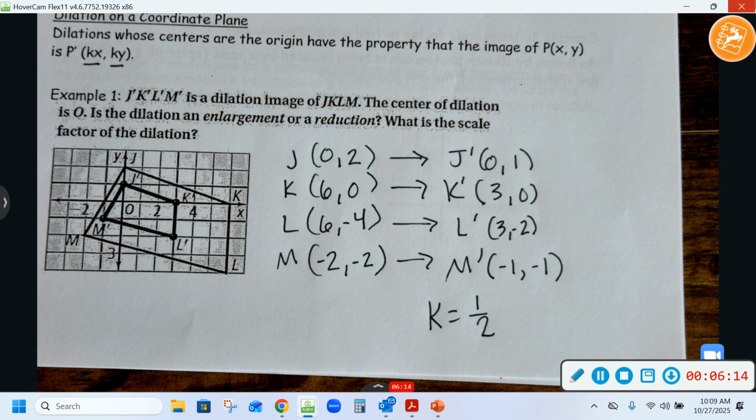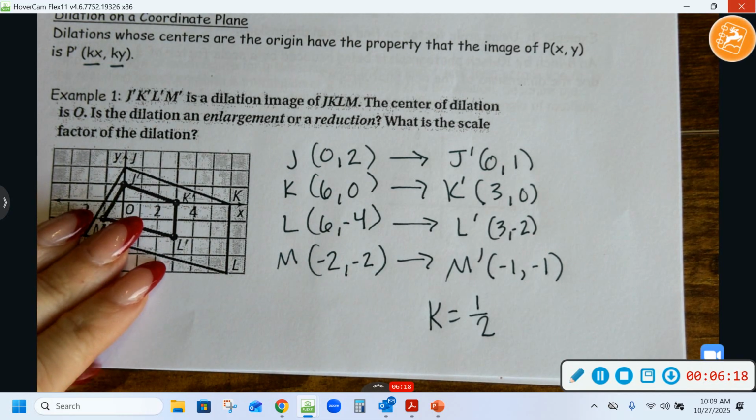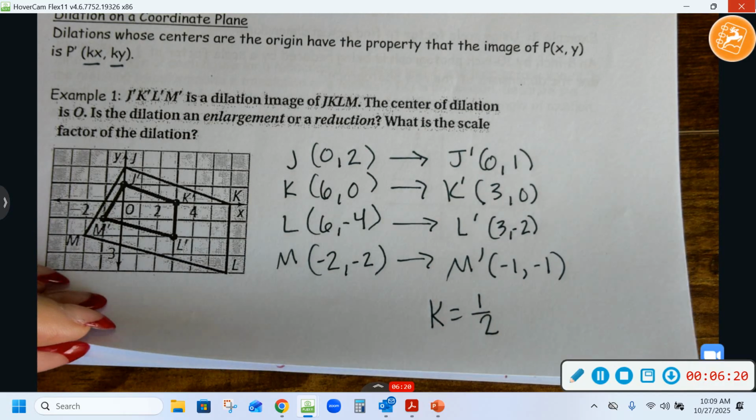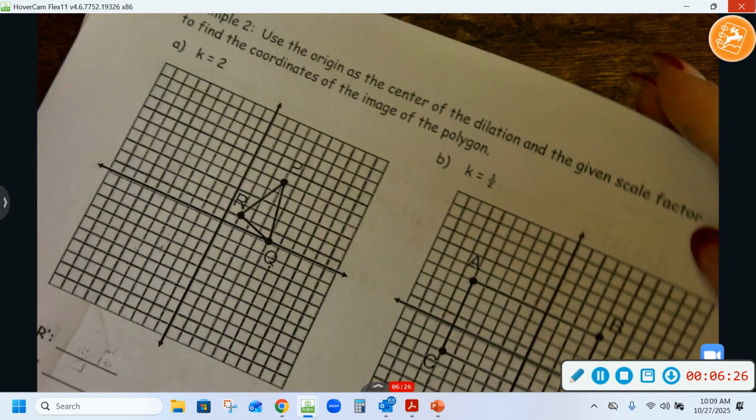Yeah, it's all that easy. That's why this unit's so short. K is not a point in this case. It's a point and a scale factor. Okay.